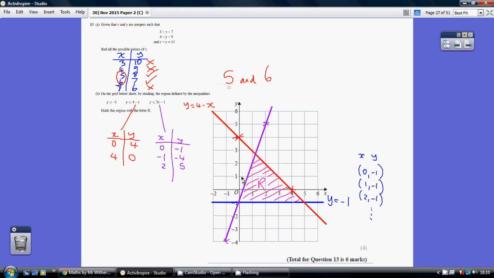Now, more often than not, the area you want is just the triangle in the middle, but you better just check. We need greater than minus 1, so that's above this line, less than 4 minus x, so below the red line, and less than 3x minus 1, so to the right of that purple line. So that is the region we need.